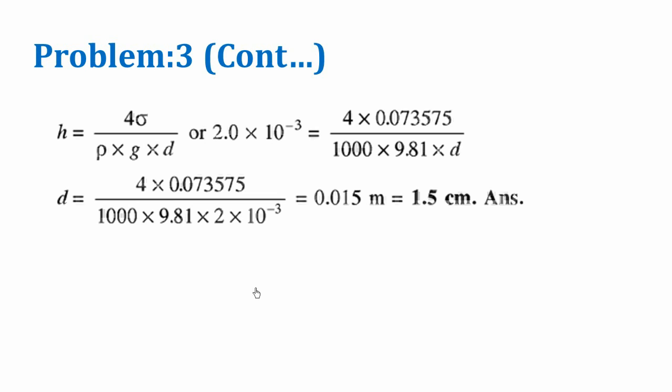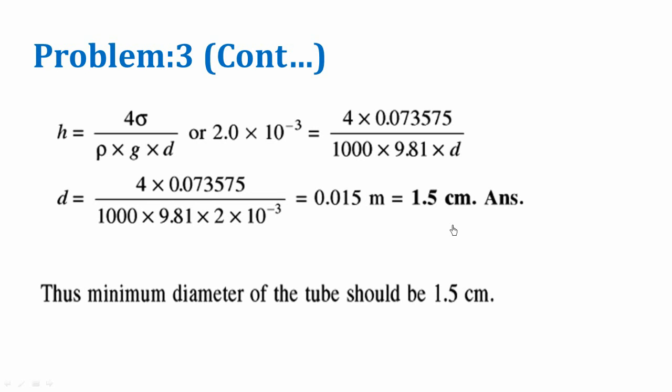So we know the formula h = 4 sigma / (rho g d) for the water. Then we'll substitute the sigma value, rho is 1000, g is 9.81, and d we need to find. h is given already, 2 × 10^-3. So after substituting, we will get d equal to 1.5 centimeters. For a 1.5 centimeter glass tube, we will obtain 2 mm of rise in the glass tube. So the minimum diameter of the tube should be 1.5 centimeters. This is how we will calculate the diameter of a glass tube.